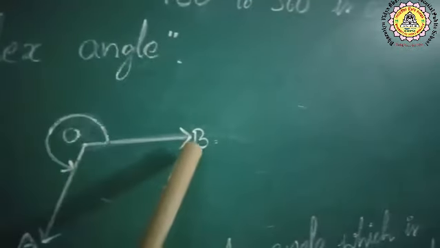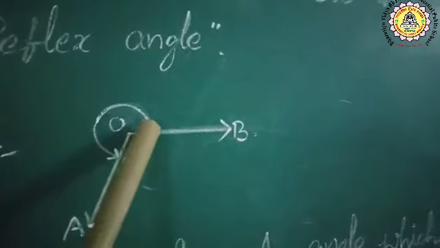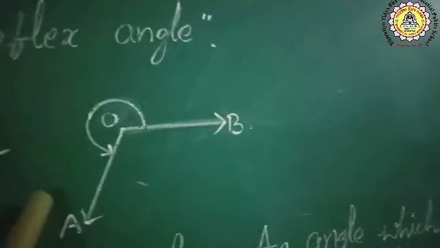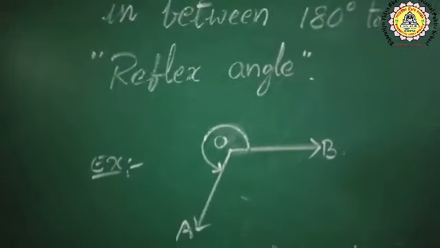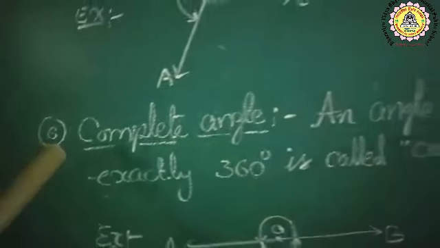Okay, so this angle is turning this side and it is indicating like this. So this is more than 180 degrees, so it is indicating a reflex angle. Okay, now let us move to the next one, that is the sixth one, complete angle.